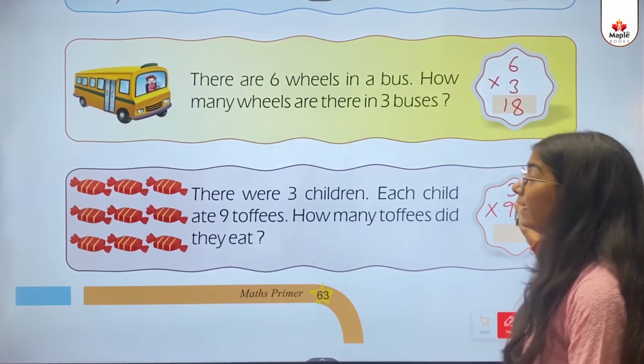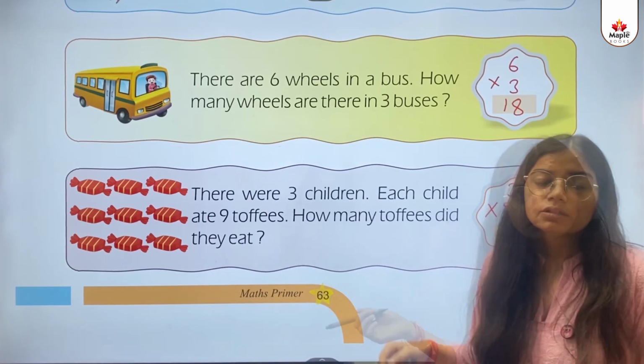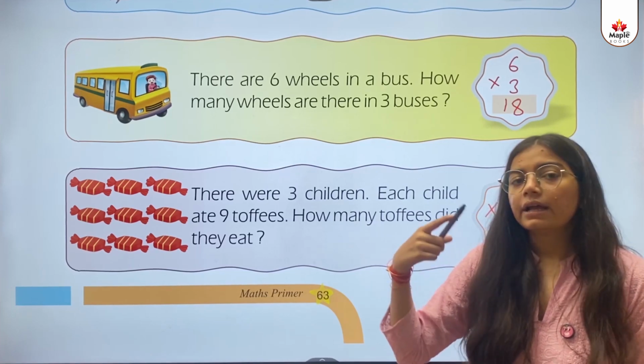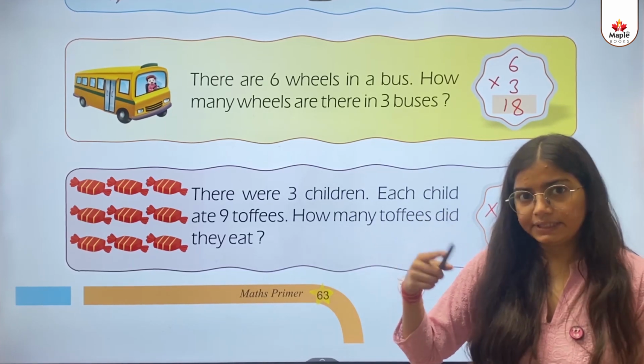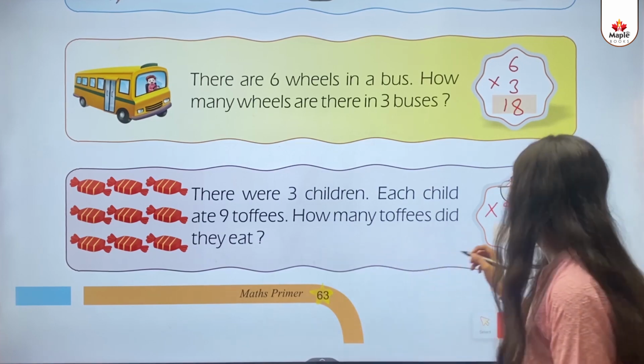Then 9 3s or 3 9s is the same thing. So what will we do? We will multiply with each other. 3 9s or 9 3s is the same thing. So that is 27.